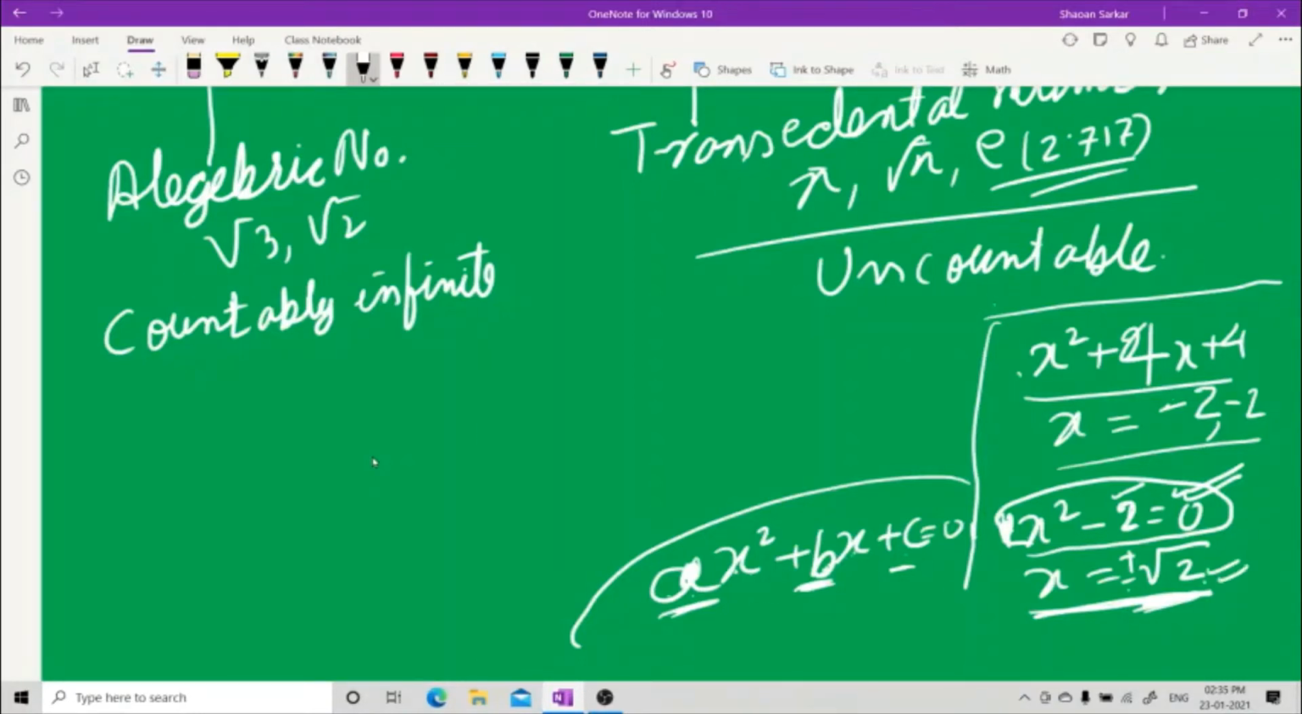So let me write down roots of polynomial. Wait a minute.